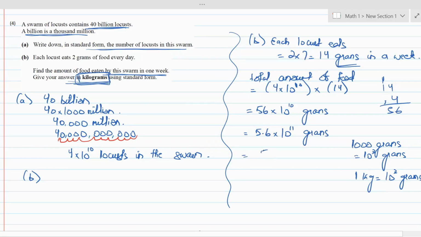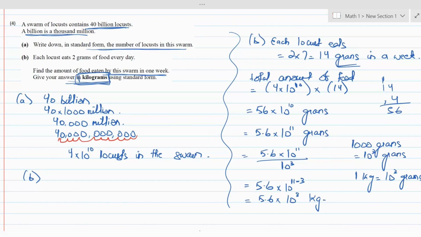So here it would become 5.6 into 10 raised to the power 11 divided by 1,000 grams, which is 10 power 3. Since subtraction is the case of division, for division, 10's powers are to be subtracted. So it would become 5.6 into 10 raised to the power 11 minus 3. Finally, the answer is 5.6 into 10 raised to the power 8, and the unit is kilograms now. So this is how we convert grams into kilograms.